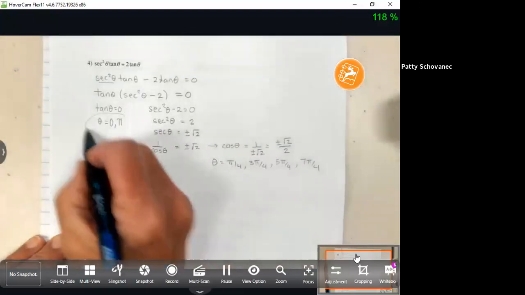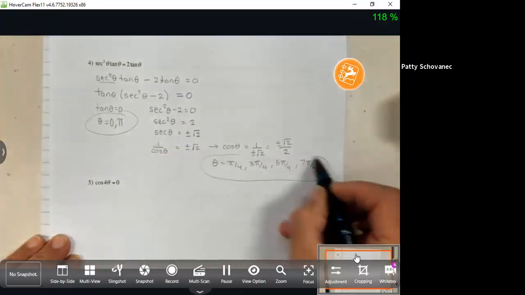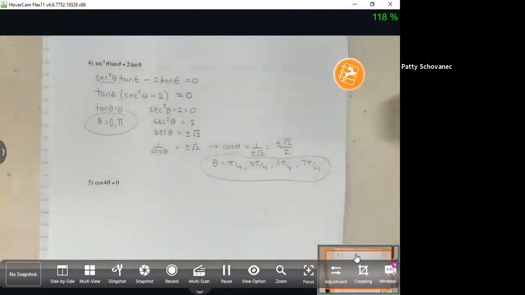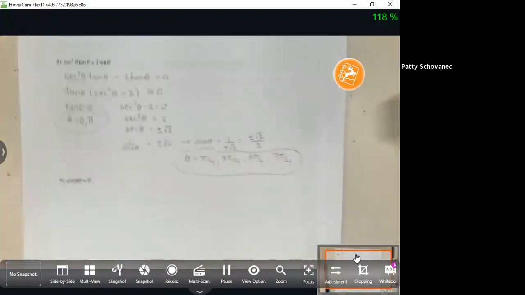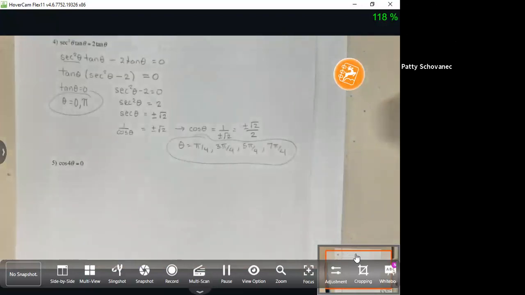So this entire equation has all 6 of these numbers as the solutions. All good?